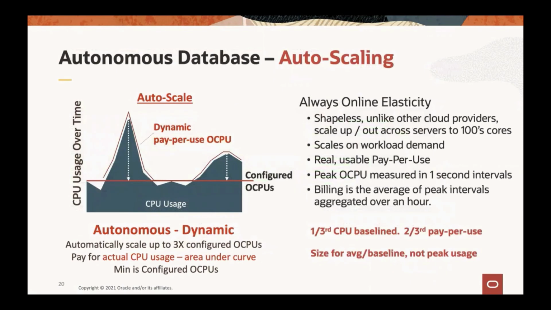We talked about how you can scale in 1 CPU increments, so you're not tied to any specific shapes. Also, you're scaling on demand, either manually or using auto-scaling. And when you do that, your billing is limited to the actual usage. So this really is true pay-per-use.